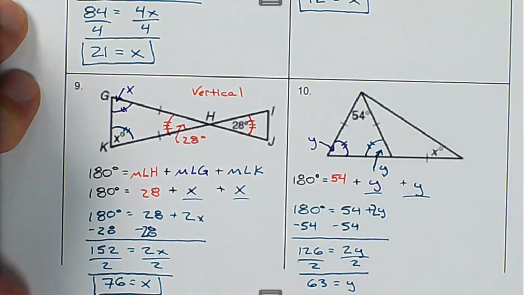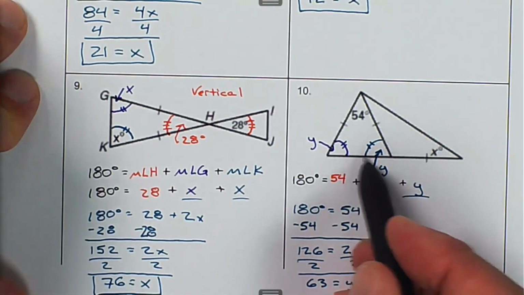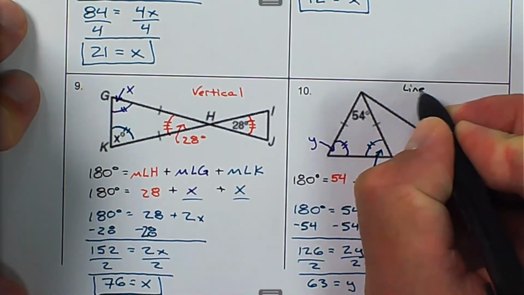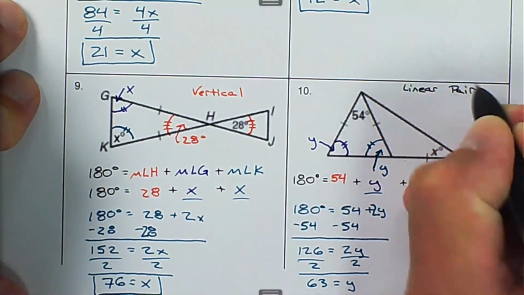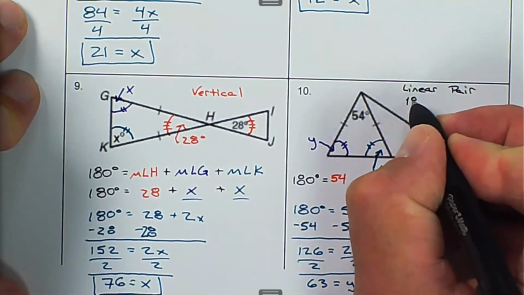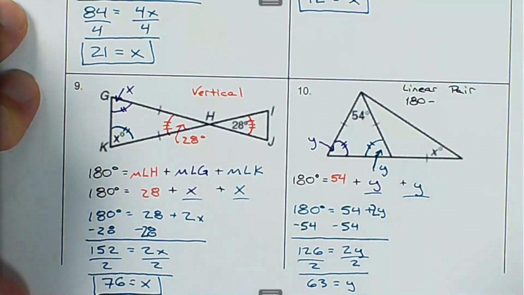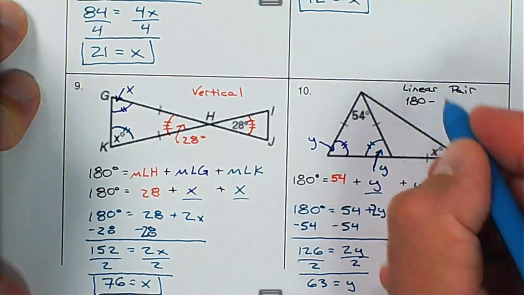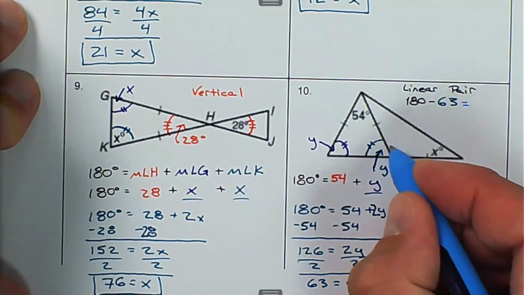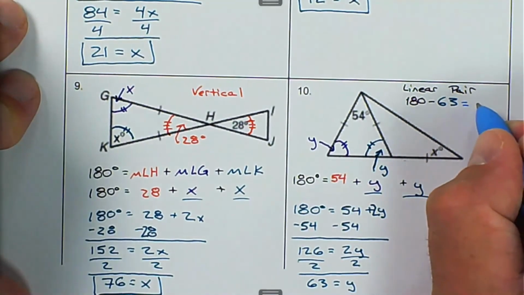Now that's not our answer because we want to solve for x. So now we have to use our linear pair, because we have a linear pair right here. What that says is if we say both of these angles added together equal 180, so 180 minus our 63 that we calculated for this angle, that is going to be equal to our remaining angle here, which is going to be 117.